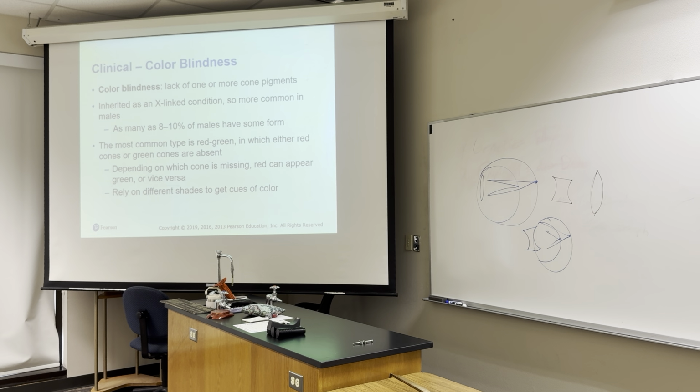Have you ever heard of the term color blindness? That is happening due to what? The problems in your cones, right? Usually a genetic disease, and it's also X-linked, that means it's sex-linked. So usually males are more prone to have color blindness. As many as 8 to 10% of males have some form of color blindness. The most common type is red and green, in which either red cones or green cones are absent. Depending on which cone is missing, red can appear green or vice versa. They rely on different shades to get cues of the color.